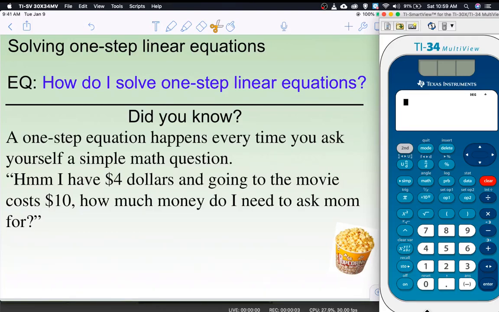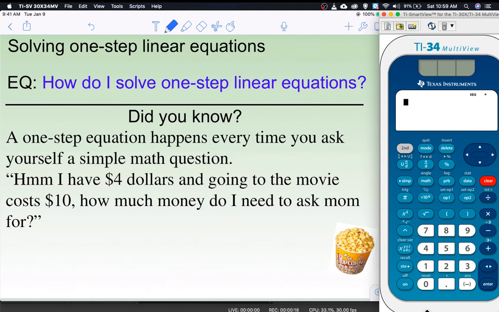Hello, and welcome to this lesson on solving one-step linear equations. So we're starting this new unit on solving equations. Each lesson is going to build on the previous lesson. So this is one-step equations.